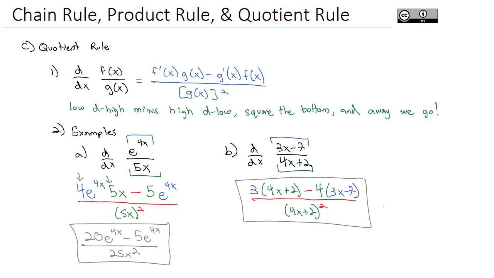The derivative of the top times the bottom minus the derivative of the bottom times the top, all over the bottom squared. Low d high minus high d low, square the bottom, and away we go. It's time for you to practice some of these on the assignment using the chain rule, product rule, and quotient rule.